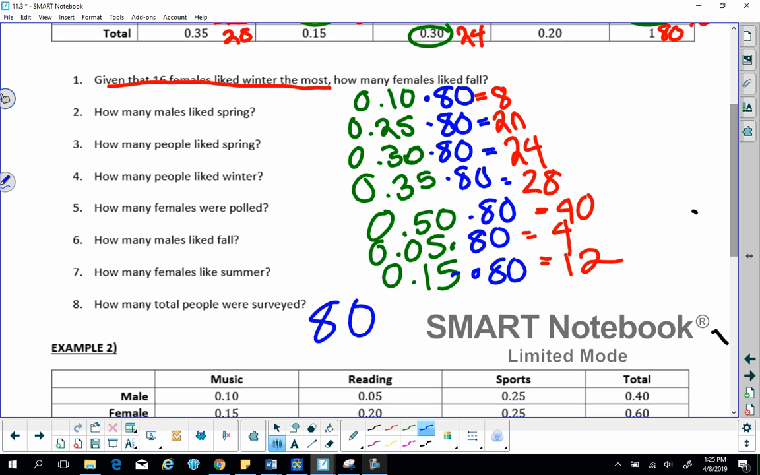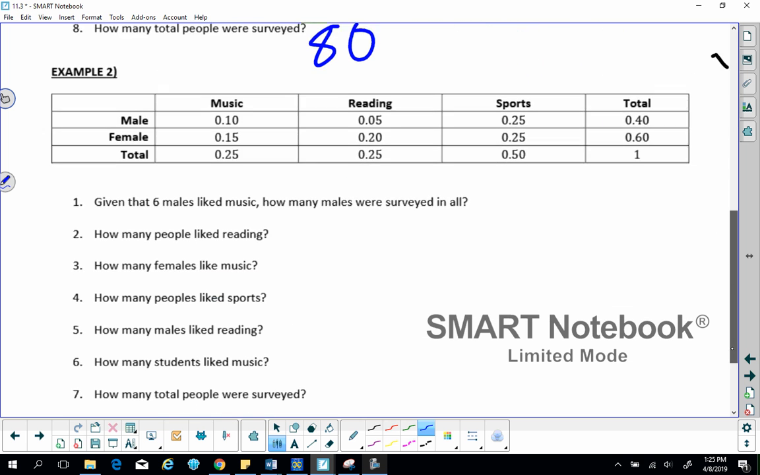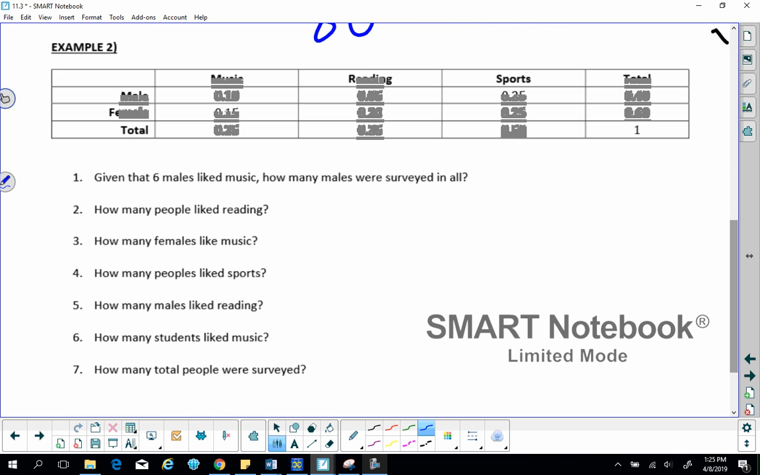All right, I want you guys to try the last one. We'll give you a few minutes, like 5 minutes. It's exactly the same thing, just different numbers. So this is example 2. First you need to figure out how many total there were, and then you just multiply that total by the probability. Does everyone know where to start to find the total amount of people?